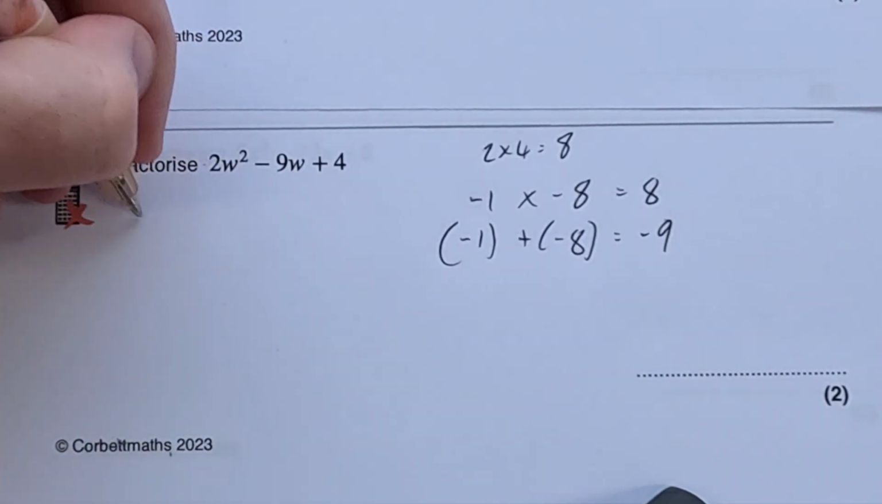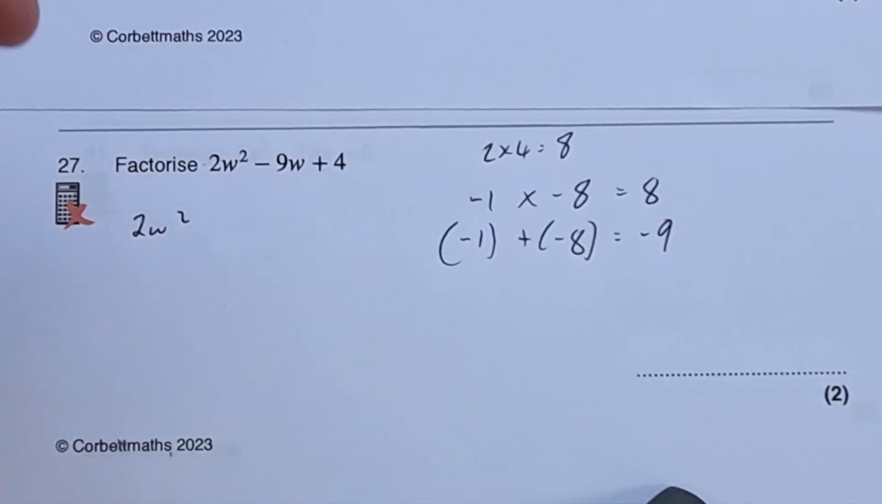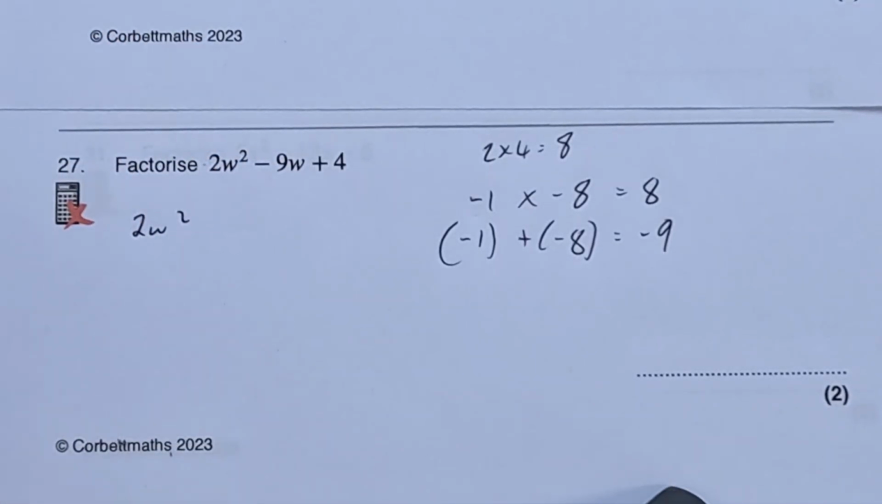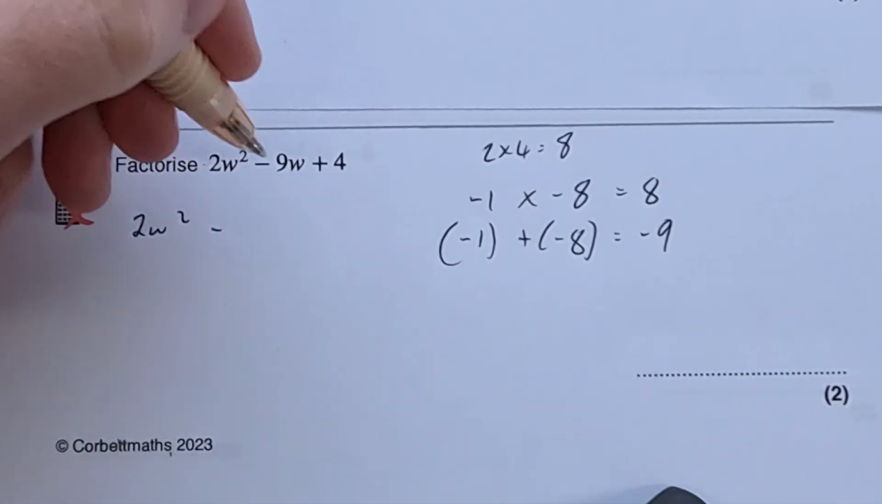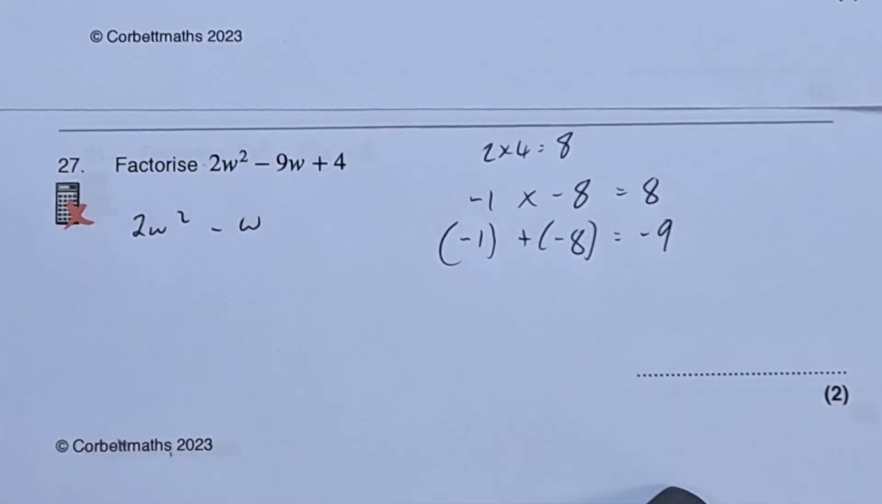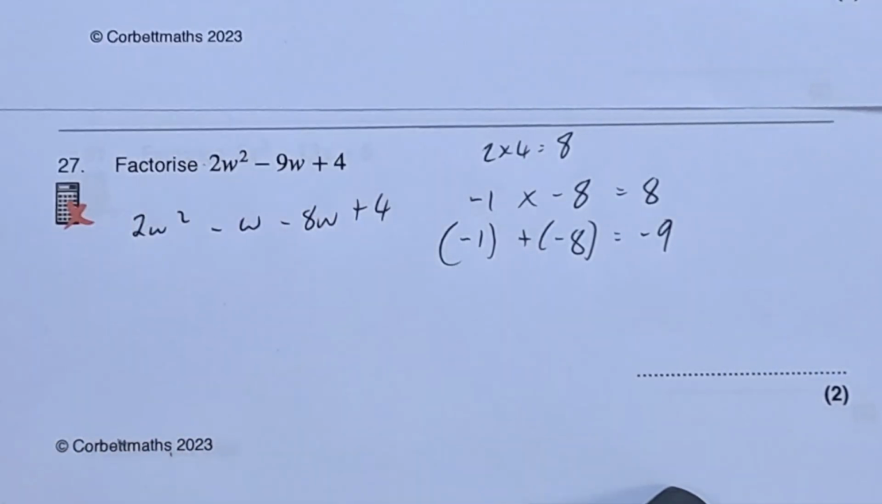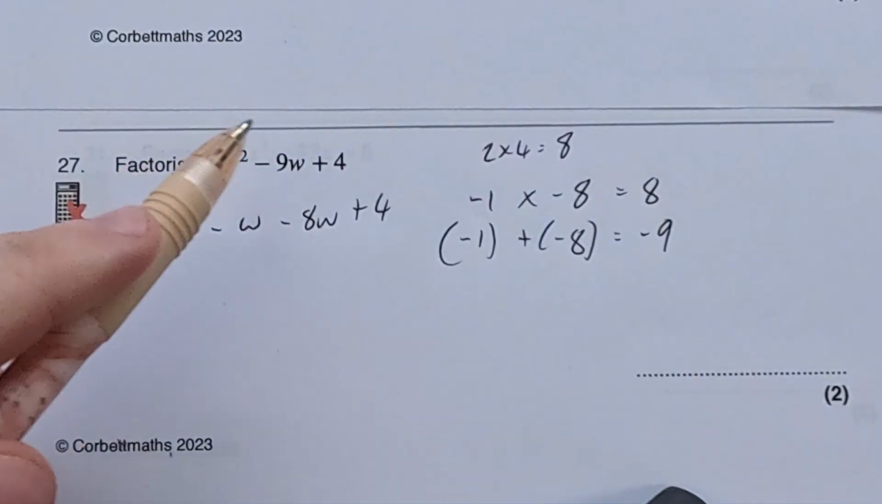So for instance, we could do 2w squared. We're using a minus 1 and a minus 8 because that's still minus 9, so we're just splitting it up and writing it another way. So minus 1w, so that would just be minus w, minus 1w, and then a minus 8w. And then we've still got the plus 4 on the end. Okay, so we've now split these up.